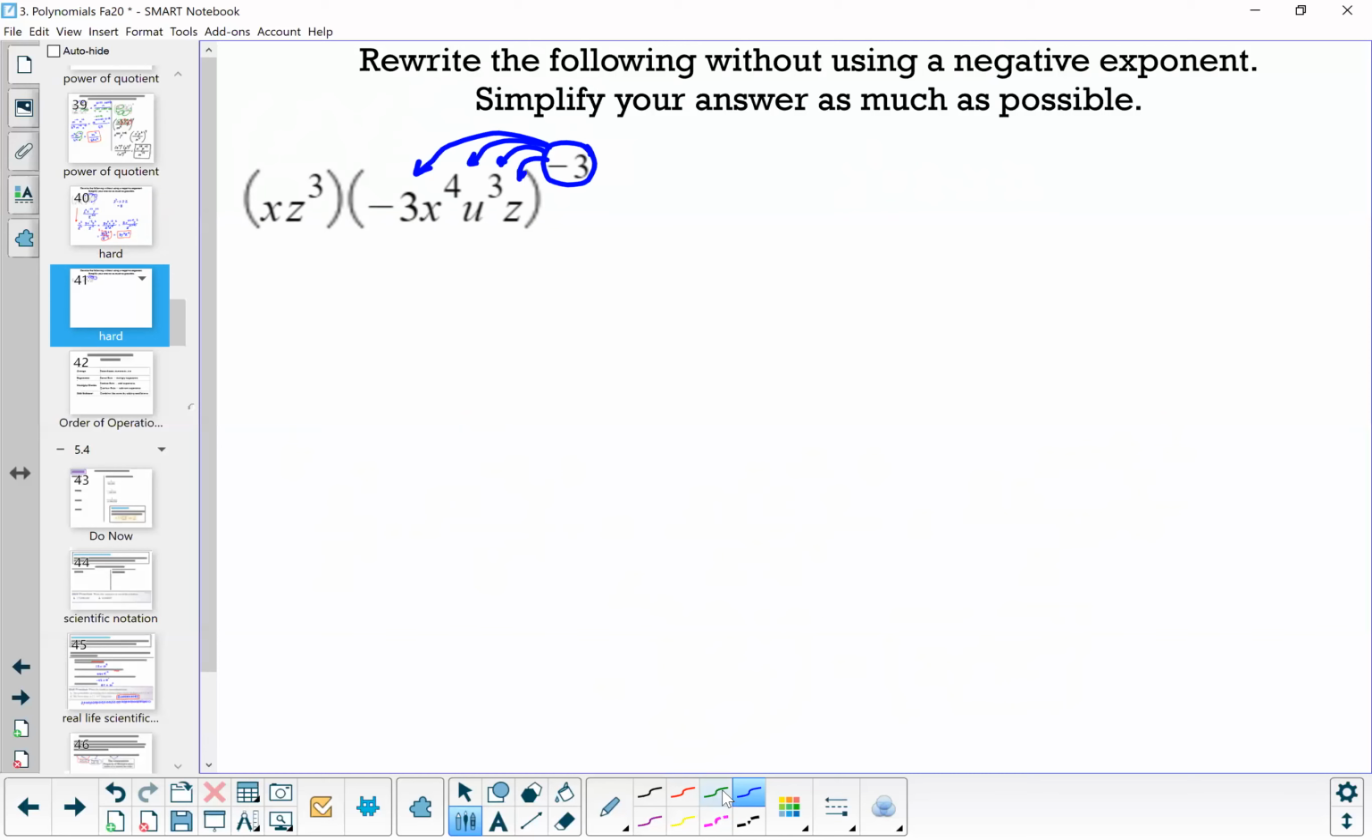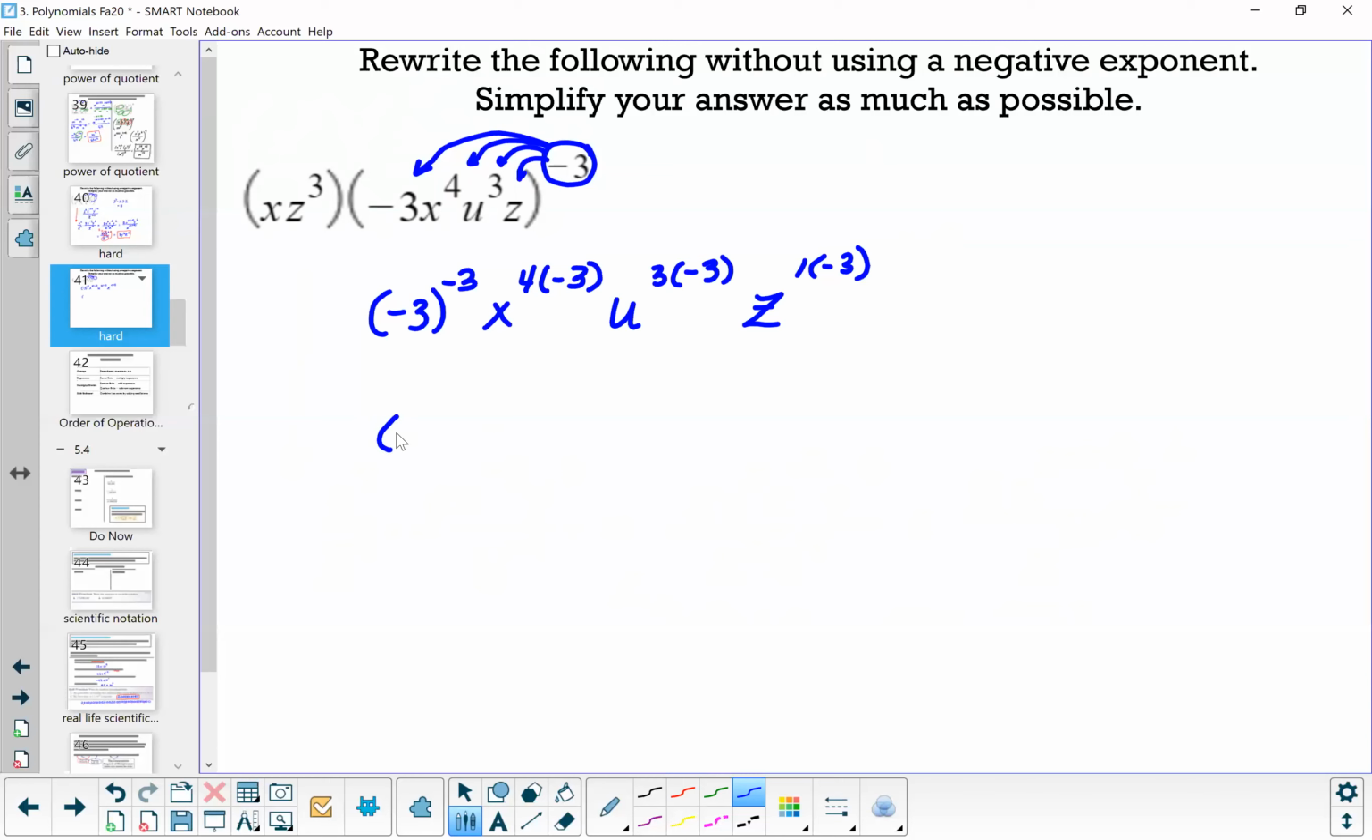And so essentially what we're saying is we have -3 to the power of -3, and then x to the 4th to the power of -3. So that's 4 times -3, and u cubed to the power of -3. So u to the 3rd power times -3, and then z to the 1st power times the -3. All right. So when we have a power to a power, you remember you multiply your exponents. All right, let's simplify this a little bit.